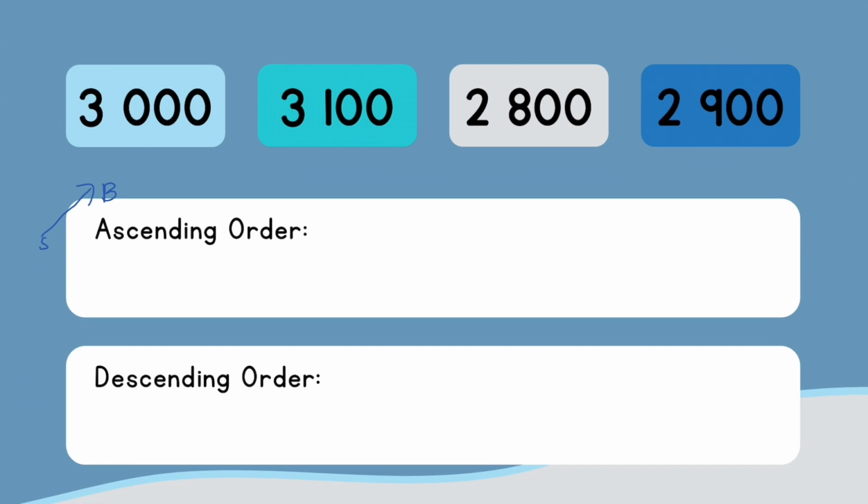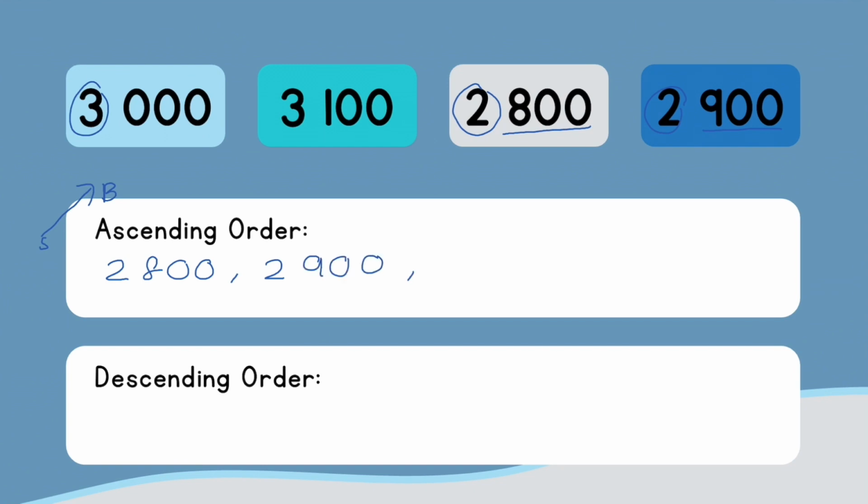So first of all, we need to compare among these four cards which is the smallest number. How to compare these numbers? We need to look at the thousands place value first. As we can see, we have 3000 and 2000. If we compare 3 and 2, 2 is smaller. So we move to 2000. We have two cards here, 2800 and 2900. We compare the hundreds place value, 8 and 9. Directly we know 8 is smaller than 9. So the smaller number will be 2800, and then the second number will be 2900.